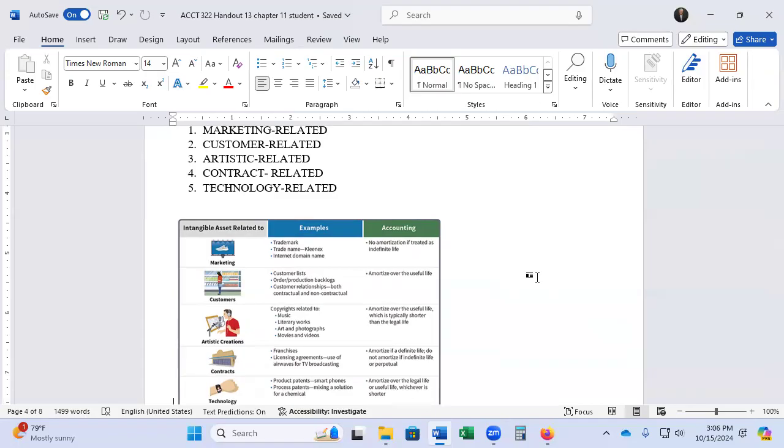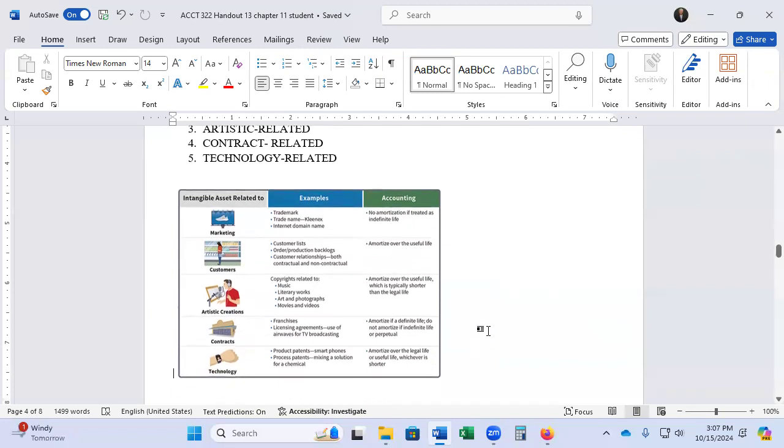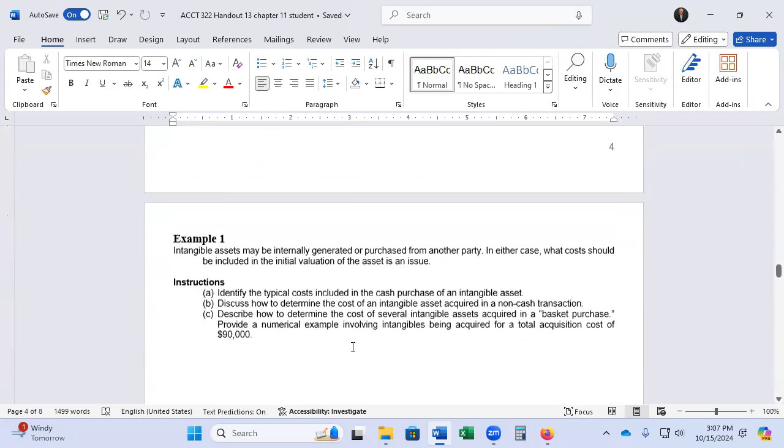And I included an example from your text, or an illustration, that talks about the types for those specifically and the accounting for them. So it's a nice little helpful guide. Once we're done, we'll jump to example 1 and I'll walk you through that.